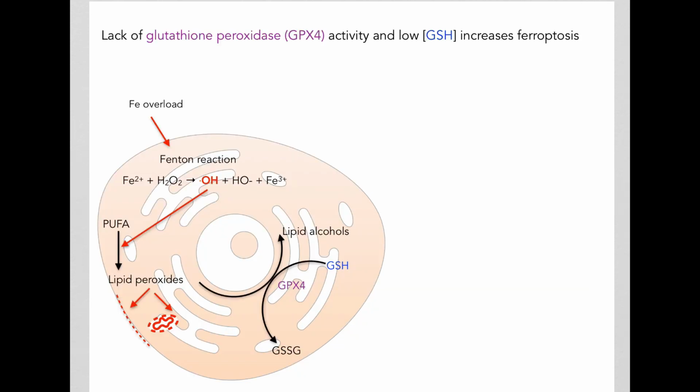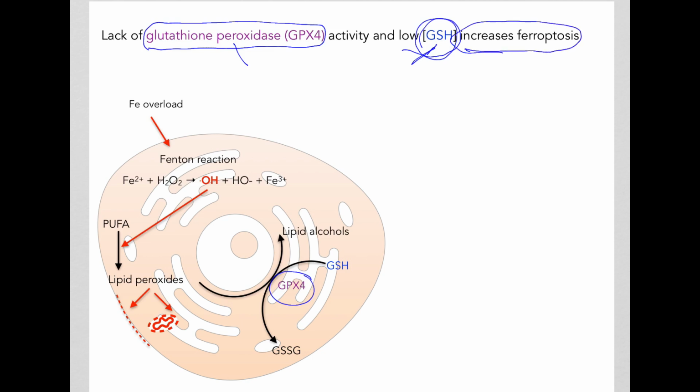Now, there are two very important factors that can affect the chances of the cell dying by ferroptosis. If there is a lack of this very important enzyme, glutathione peroxidase GPX4, or if there is insufficient reduced glutathione, so either lack of this enzyme or low levels of GSH, these two factors can significantly increase the chances of a cell dying by ferroptosis.